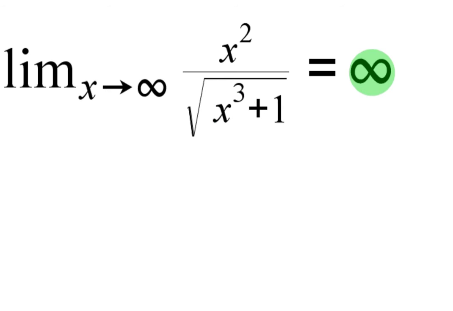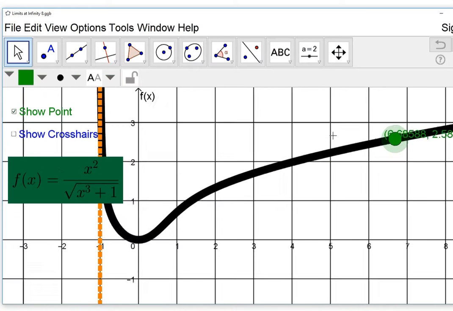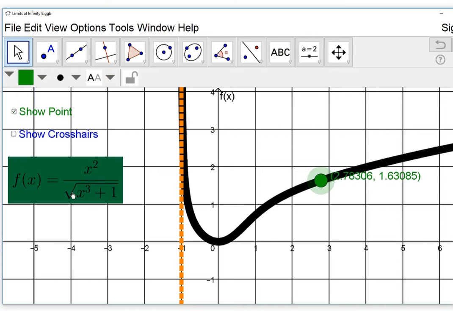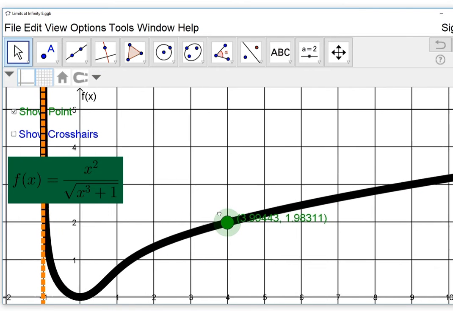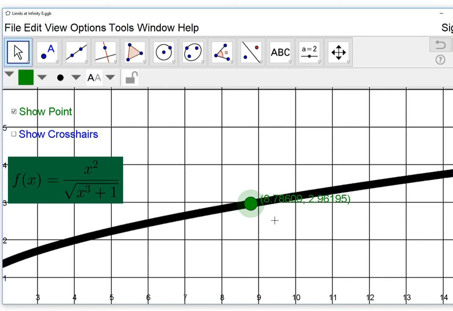Let's now take a look at the graph. So here is our graph. Let's zoom out here a little bit. We have x squared over the square root of x cubed plus 1. Now, as I take my x and I make it bigger and bigger and bigger, what is happening to my y value? It's also going to get bigger and bigger and bigger. It kind of looks like a check mark, actually. Y is going to increase without bounds, so therefore my limit as x approaches infinity of x squared over the square root of x cubed plus 1 is going to be equal to infinity.